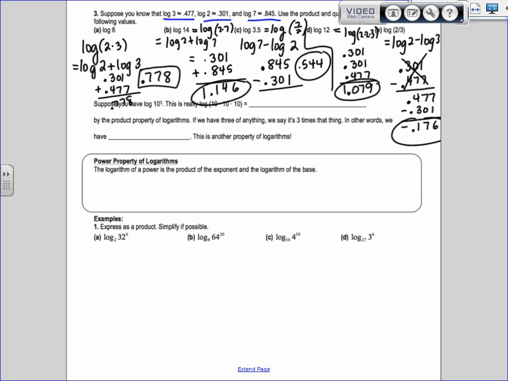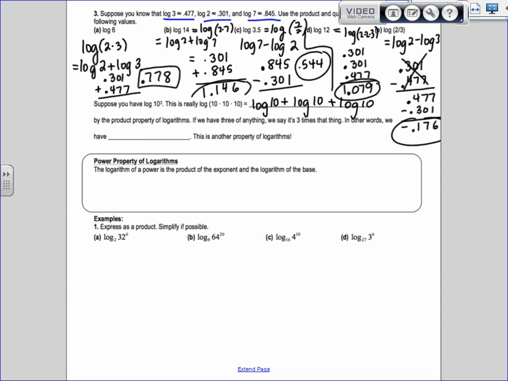Now this next thing really does kind of defy the rules of math. Like, it seems weird when we do it. It's something really strange for this property. So let's pay attention to how I'm doing this. It says, suppose you have log of 10 cubed. If you have log of 10 cubed, what this is, is log of 10 times 10 times 10, which is log of 10 plus log of 10 plus log of 10.